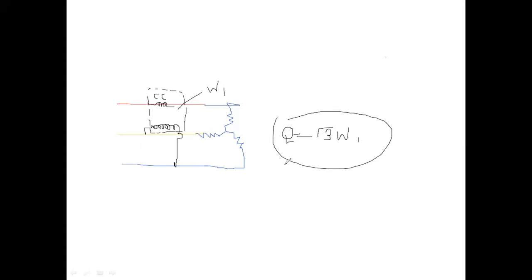In this way, we can measure it with a single wattmeter. This is the potential coil, or the voltage coil, not power coil.